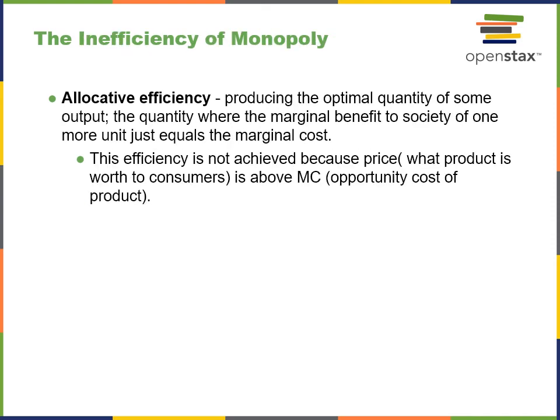Okay, now let's look at allocative efficiency, which produces the optimal quantity of some output, the quantity where the marginal benefit to society of 1 more unit just equals the marginal cost. This efficiency is not achieved because the price, what the product is worth to customers, is above the marginal cost, or the opportunity cost of the product. So it's possible that a monopoly is more efficient than many small firms.